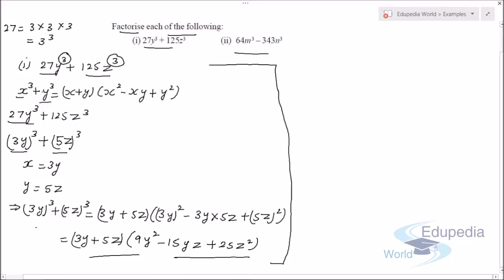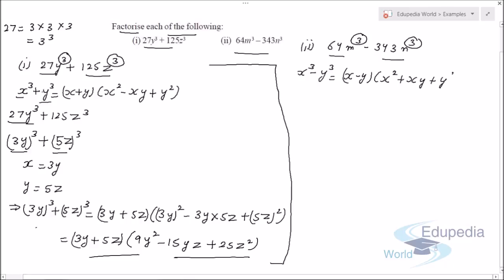The next question is, we have to factorize 64m³ - 343n³ either by identities or by any other means. So we will try to use the identities. In this question also we have two terms and both the terms have power cube. So we can use the identity x³ - y³ equals (x - y) into (x² + xy + y²).